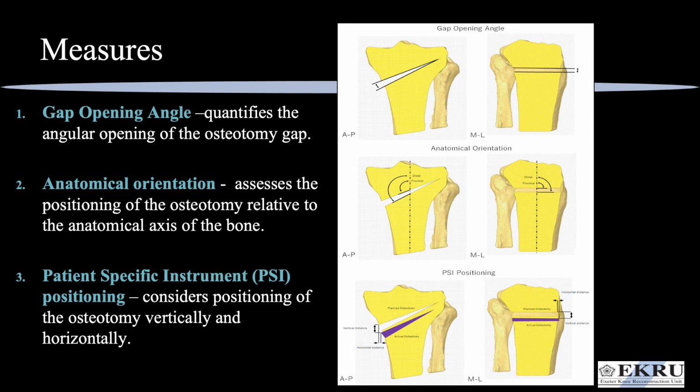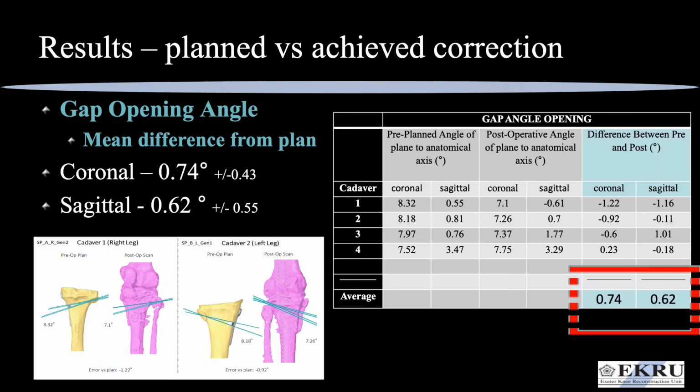Firstly, the gap opening angle, which quantifies the angular opening of the osteotomy gap itself. Secondly, the anatomical orientation, which reflects the positioning of the osteotomy relative to the anatomical axis of the bone. And thirdly, the positioning of the osteotomy vertically and horizontally, which gives an indication of jig placement accuracy.